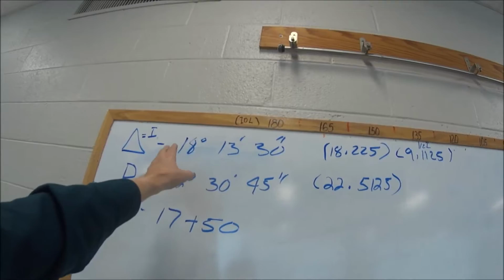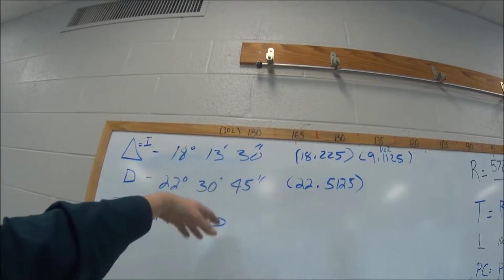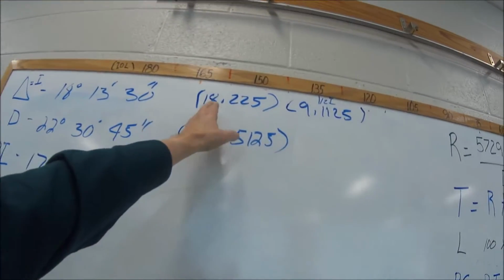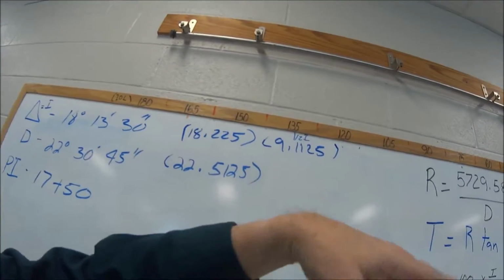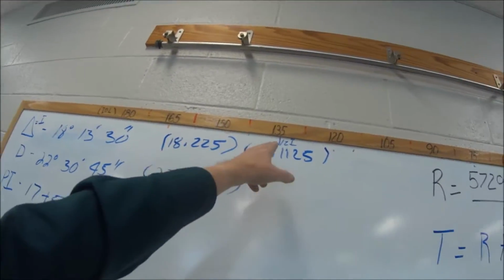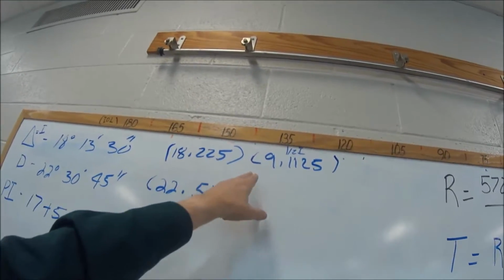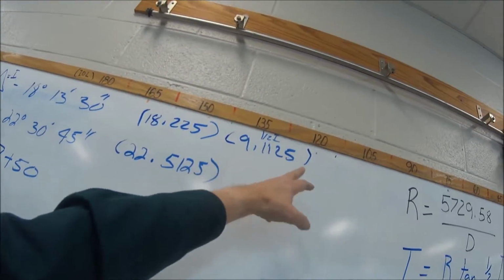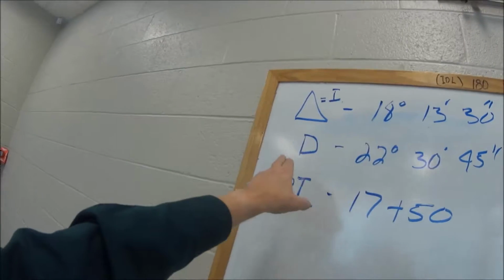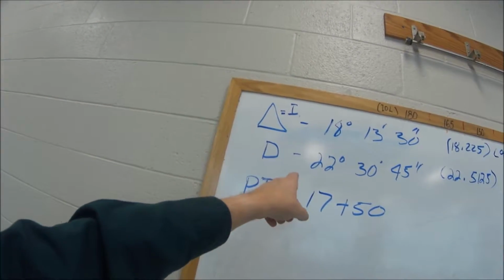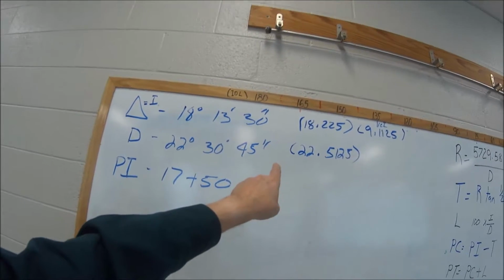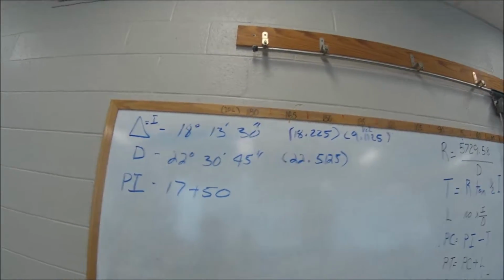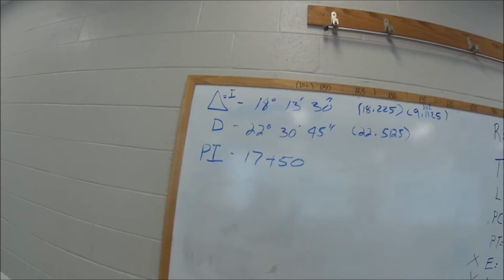Let's go ahead and turn your 18, 13, 30 into a decimal degree, which will be 18.225. Put parentheses around it. Later in the formulas, you're going to need to know what 1/2 I is, so I go ahead and divide that by 2, 9.1125. Did the same thing with my D. Turn 22 degrees, 30 minutes, 45 seconds into 22.5125. Point of intersection 1725.